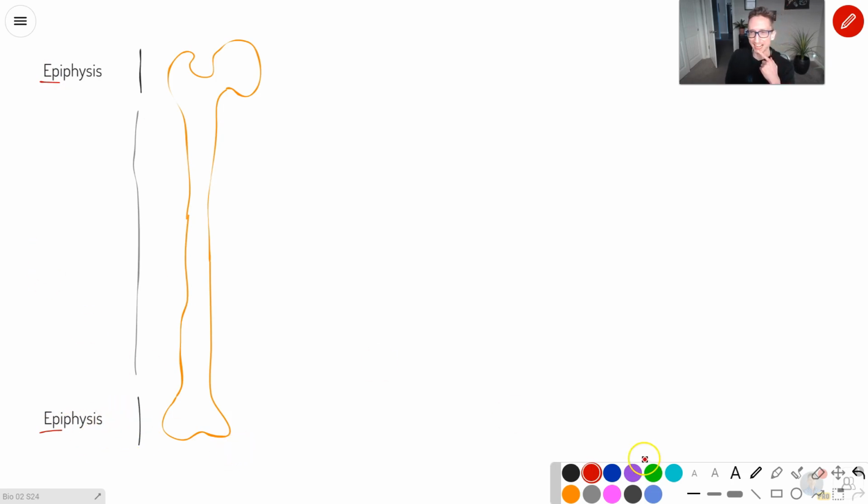Okay, and if you remember dia from diapedesis, that means across. So this is your diaphysis. It's the long part. It goes across the whole bone. Diaphysis.